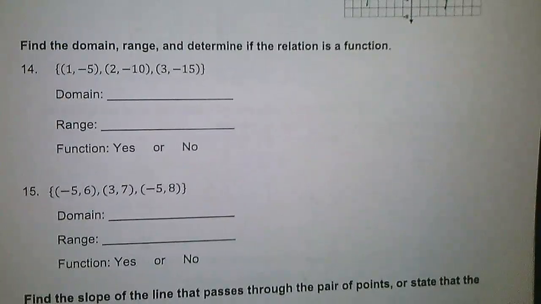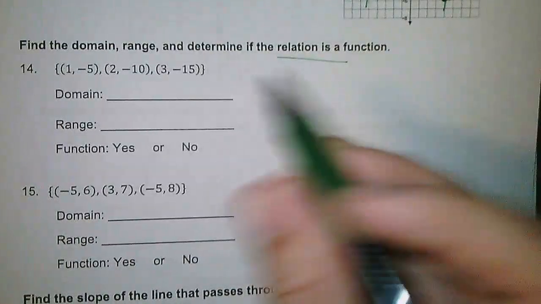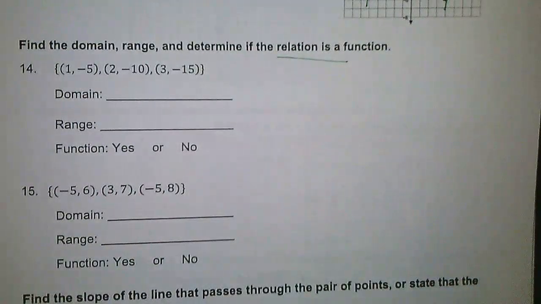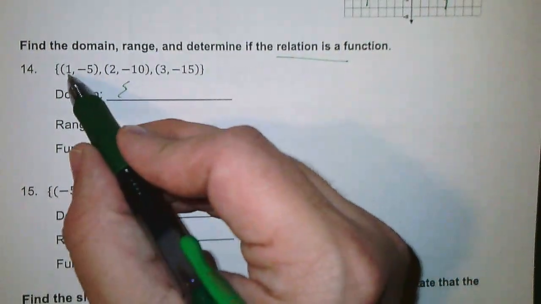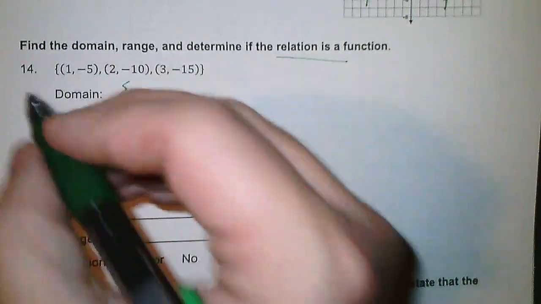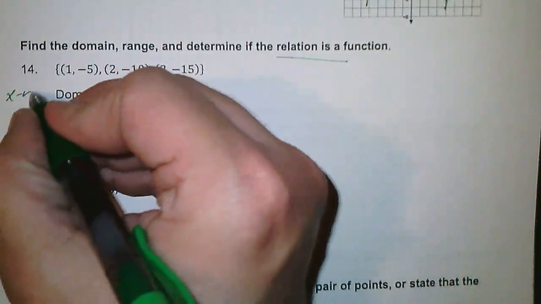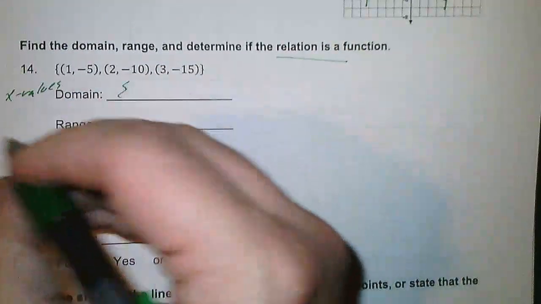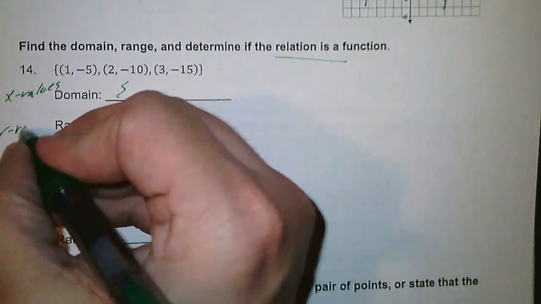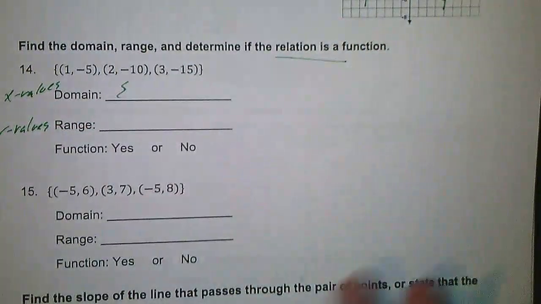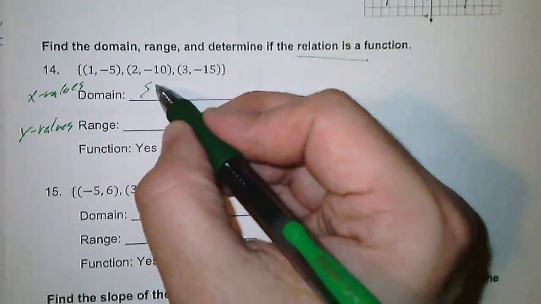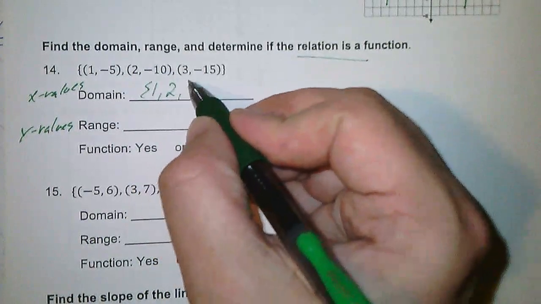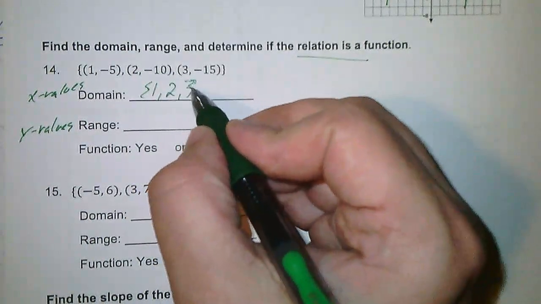Here we are given a relation. A relation is a set of points. We list the domain. The domain, of course, are the x values. The range are the y values. And so we list each element of the domain once.